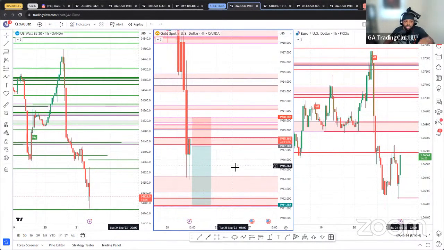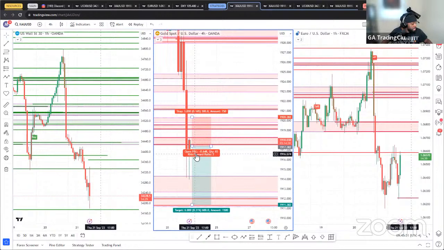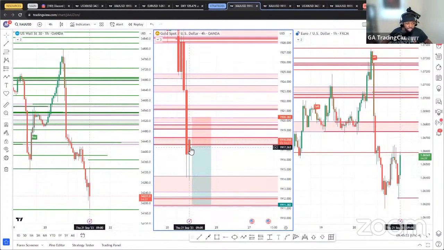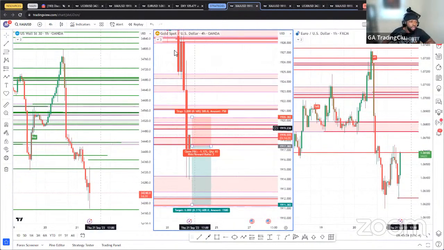But anyway, for this entry, it would need to be at 1 p.m. Eastern Standard Time. Now, if this 4-hour candle closes above this zone, closes above that zone, there is no sell entry on gold.